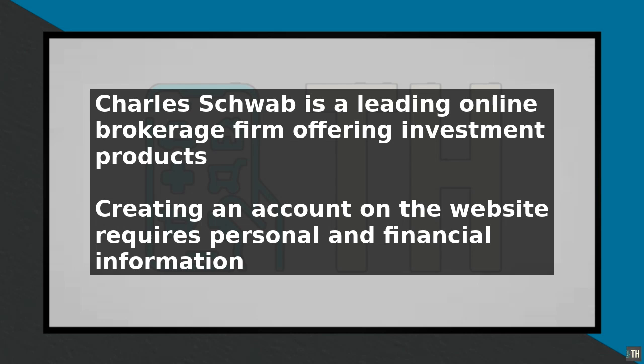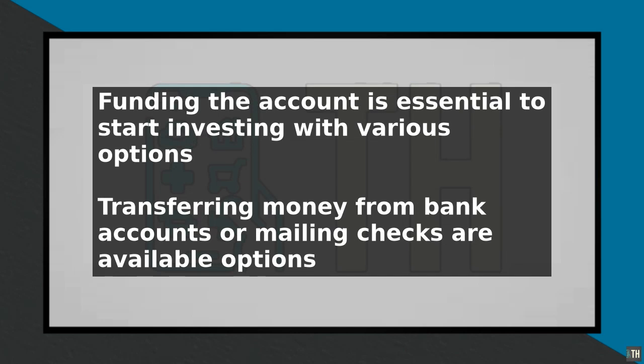Once your account is set up, you can fund it by transferring money from your bank account or by mailing a check. You can also set up a direct deposit from your paycheck or other investment accounts. It's essential to fund your account to start investing, and Charles Schwab offers various funding options to make it easy.